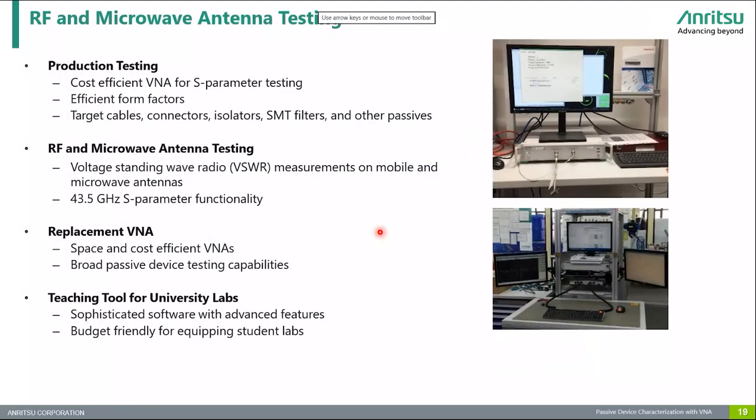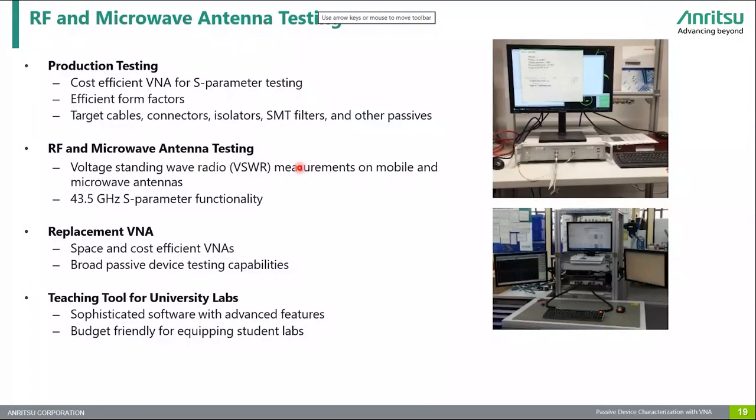Now we will go into RF and microwave antenna testing, where this slide highlights the broad utility of VNAs in antenna and passive component testing. Let's begin with production testing. In high volume manufacturing environments, cost and efficiency are critical. VNAs offer a cost-effective solution for S-parameter testing of components like cables, connectors, isolators, and SMT filters. Their compact form factor makes them ideal for integration into automated test setups, saving both space and time.